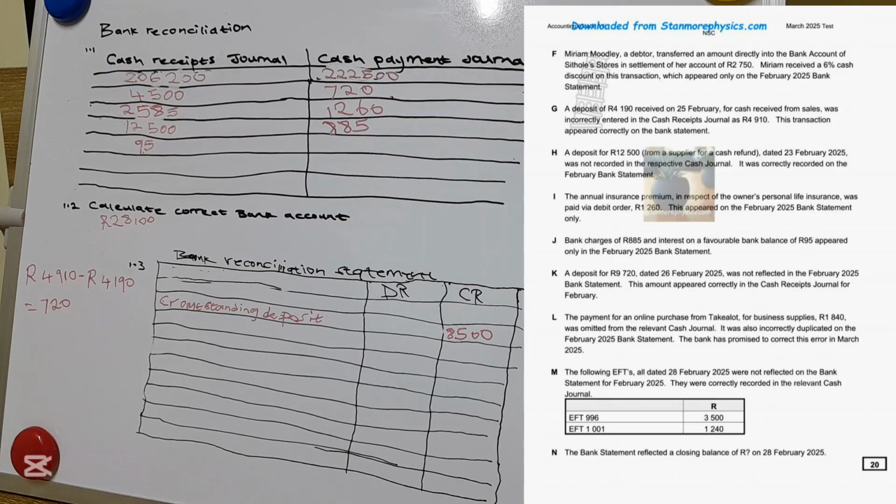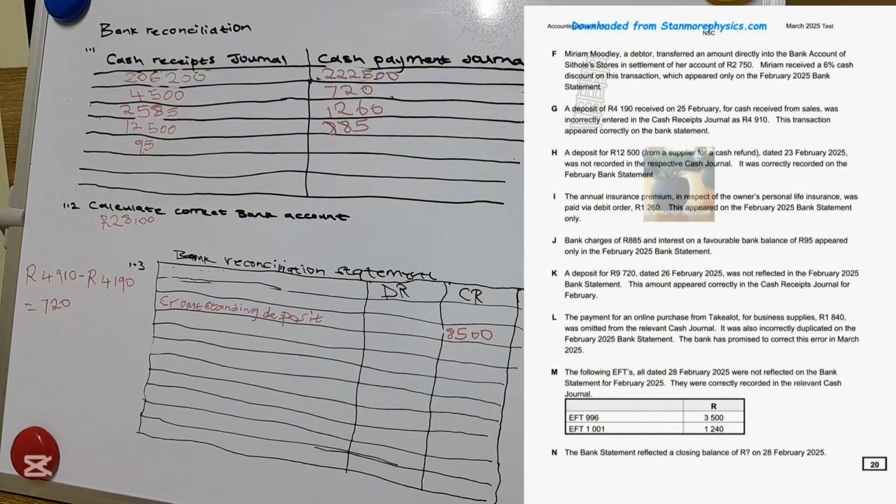We go to number K. A deposit for 9,620. Remember, deposit we are receiving, meaning here we are going to focus on the cash receipt journal. A deposit for 9,720 dated 26 February 2025 was not reflected in the February 2025 bank statement. This amount appeared correctly in the cash receipt journal for February.